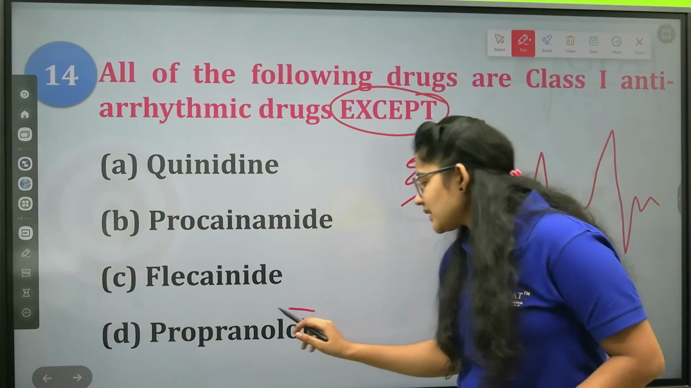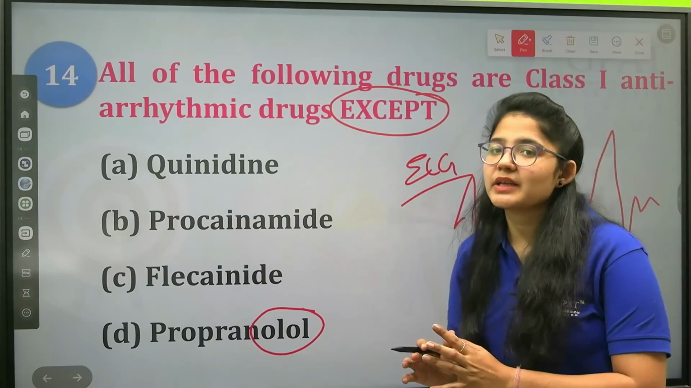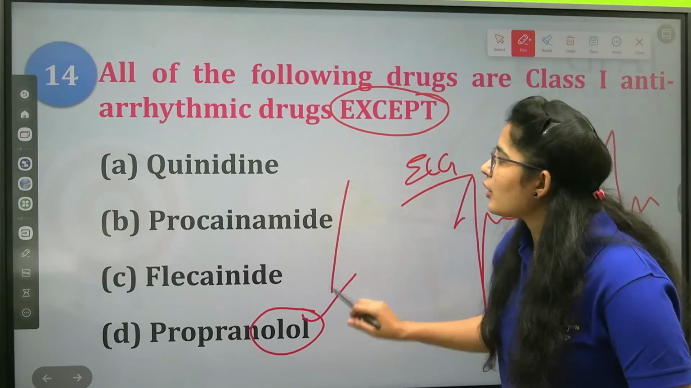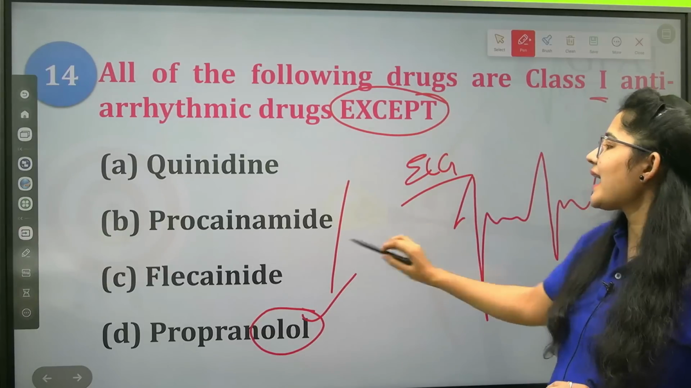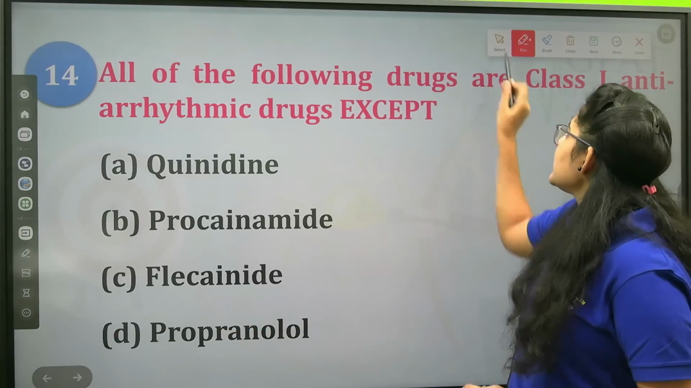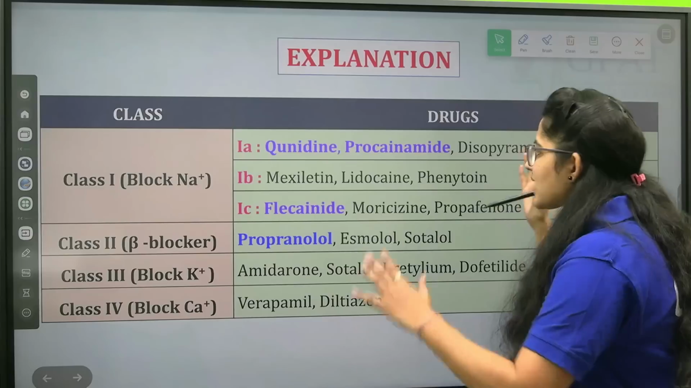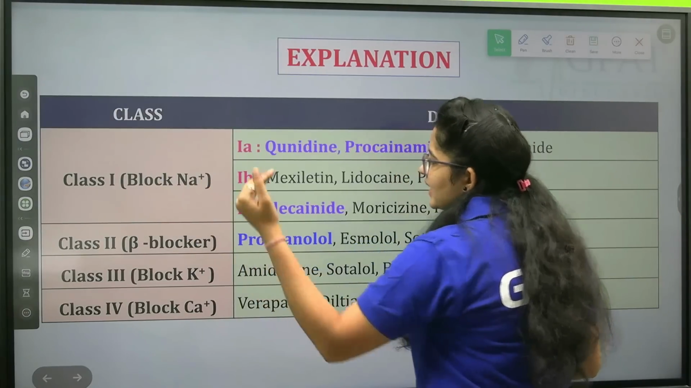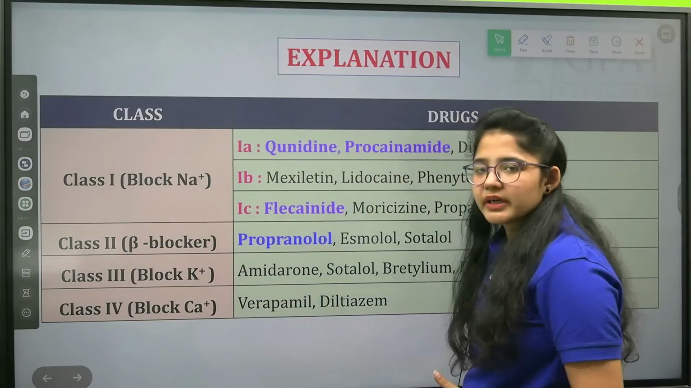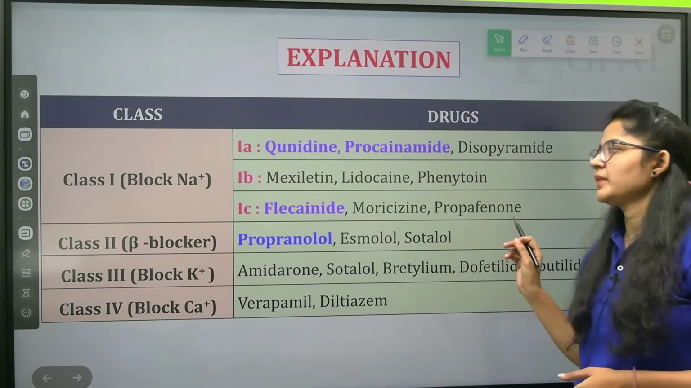So you can understand this: whenever 'olol' is present at the end of any word, that describes that this is a beta blocker drug, and the rest are your class 1 anti-arrhythmic drugs. So this is your beta blocker drug, and beta blocker drugs come under class 2. Clear? These are the classifications. Class 1 is sodium blocker. Class 2 is beta blocker. Class 3 is potassium blocker. And class 4 is calcium blocker. Clear? Okay. Next question.